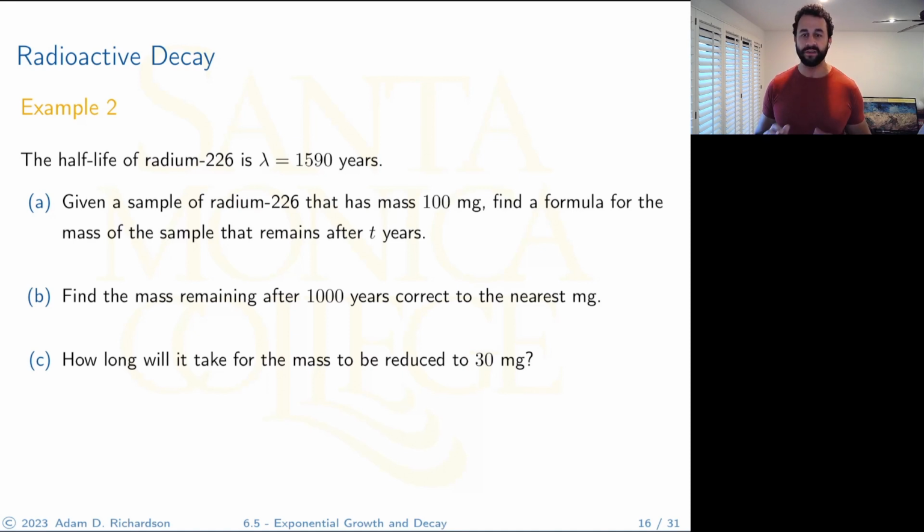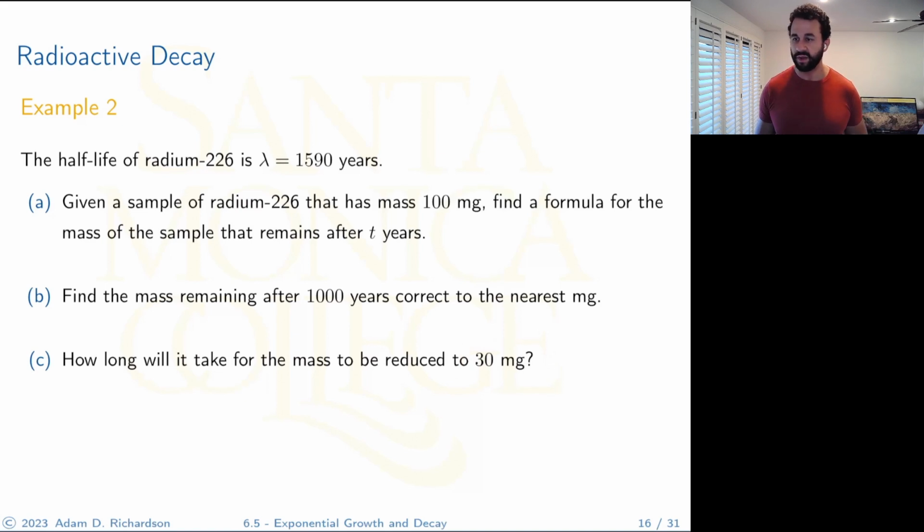So we're starting with 100 milligrams. It's going to decay. We know the half-life of the material, and we're going to figure out how much will be remaining after 1,000 years. And then we're going to see how long it takes until there's only 30 milligrams left.